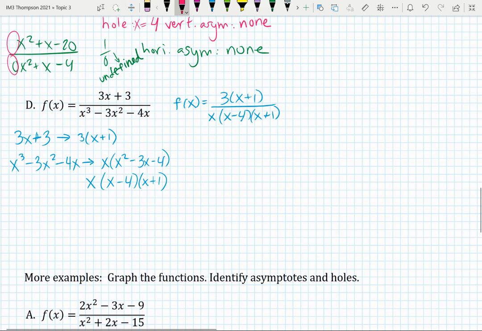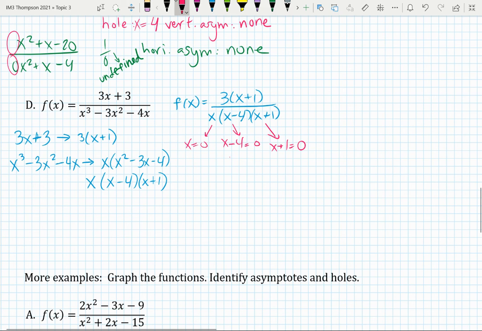So now every factor in the denominator, everywhere I have an x, creates a point of discontinuity. So I actually have 3 this time. I have x is equal to 0. I have x minus 4 is equal to 0. And I have x plus 1 is equal to 0. 3 points of discontinuity. There's no limit to how many I could have.